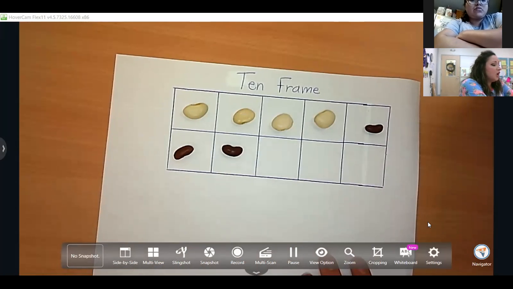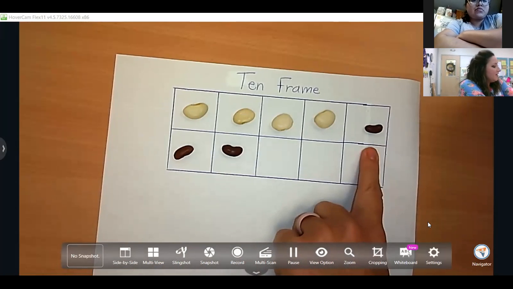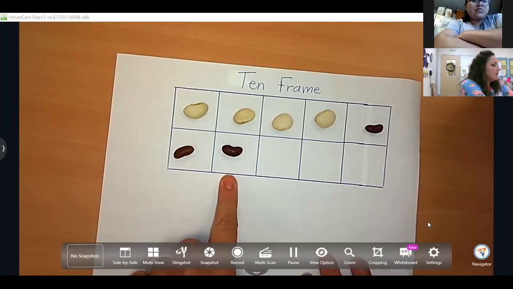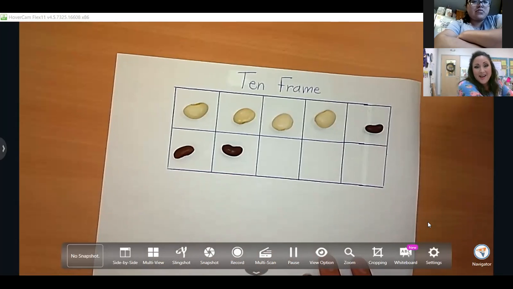Over time, this becomes more like an addition equation: 5 plus 2 more equals 7. And eventually, going into first grade, this is going to help them add and subtract with those equations that lead them up to 10.